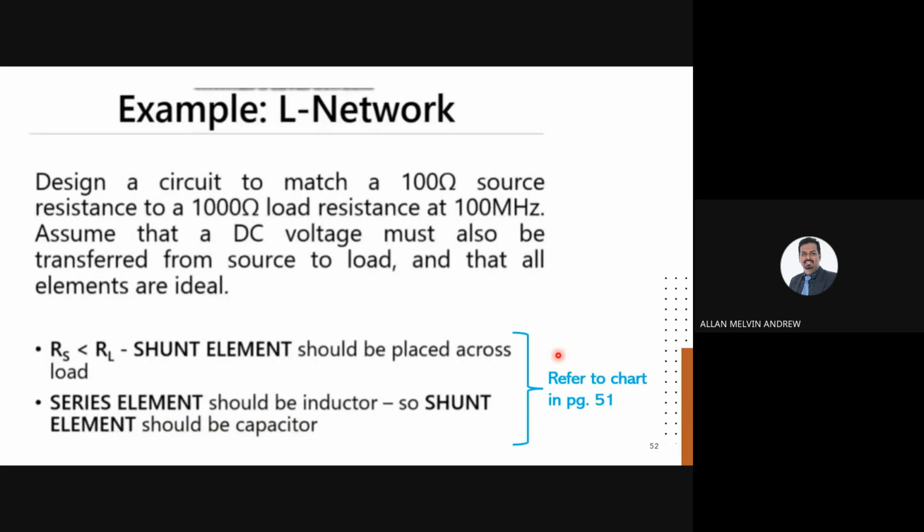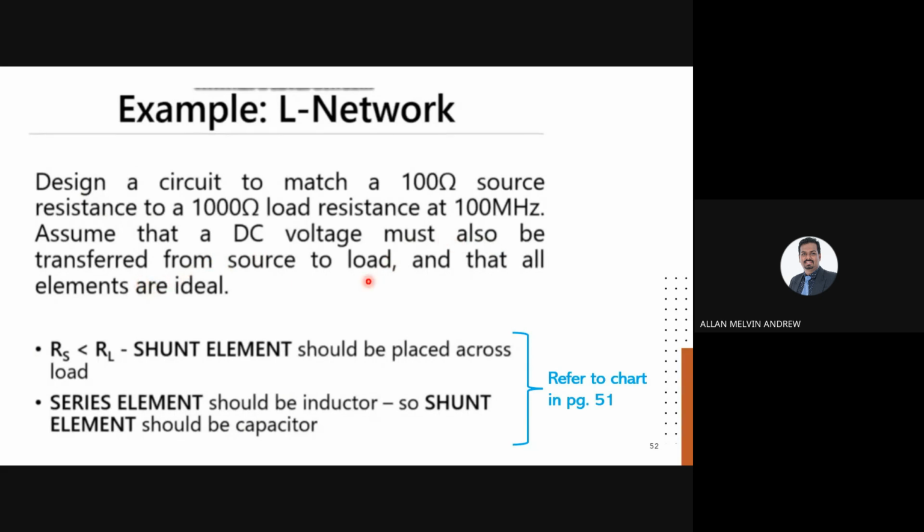Okay, so for example, you can see here, this can be a question that will be asked. Design a circuit to match a 100 ohm source. Source resistance means Rs, so it will be mentioned in the question, to a 1000 ohm load resistor. Load resistance means RL. The frequency is 100 megahertz. Assume that a DC voltage must also be transferred from source to load.